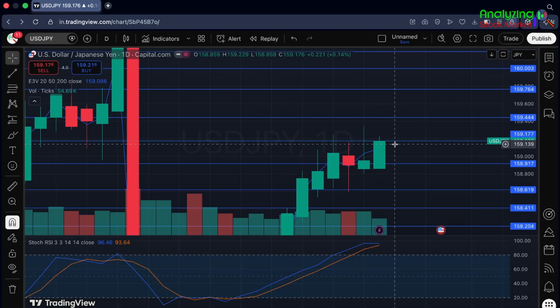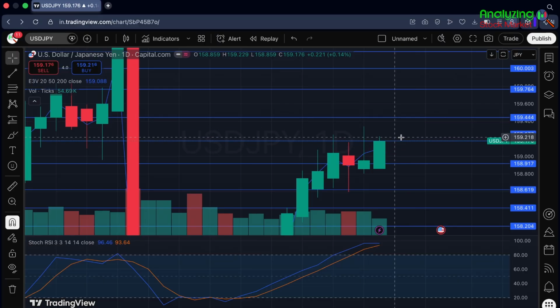If you're going for any long trade, you can go for a long trade once we see a good gap up opening on Monday and a 4-hour candle closing, then you can go long till this level, which is 159.444. You can get this target easily during Monday or Tuesday. So do check the closing of the candle and then you can trade.